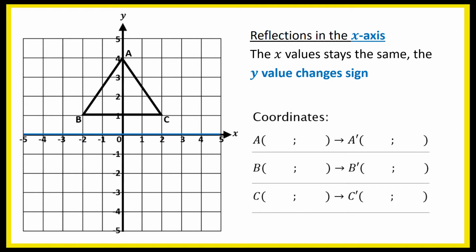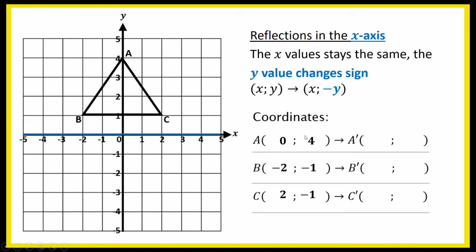So my original coordinates, there they are. That's the rule: (x, y) becomes (x, -y). Whatever the y value was, it changes sign. My original coordinate for A is (0, 4). My original coordinate for B is (-2, 1). Remember, you start at 0, go across to -2 and up to 1. And C is (2, 1).